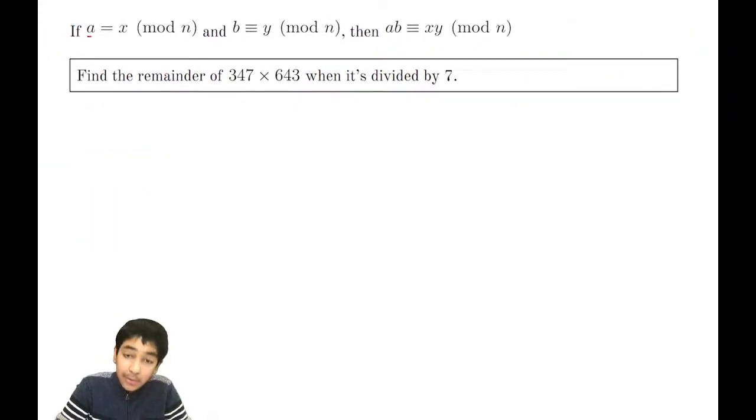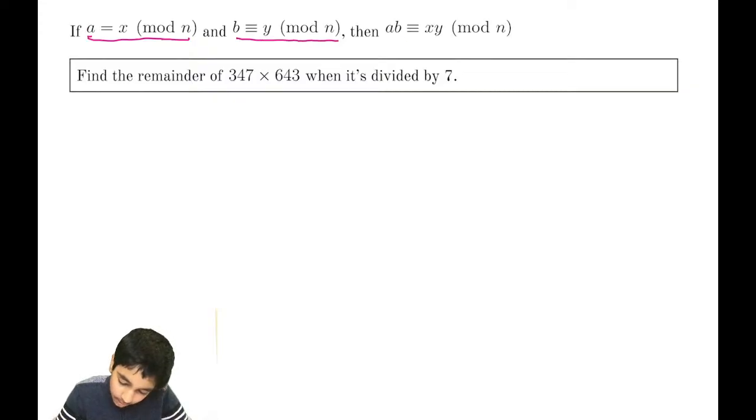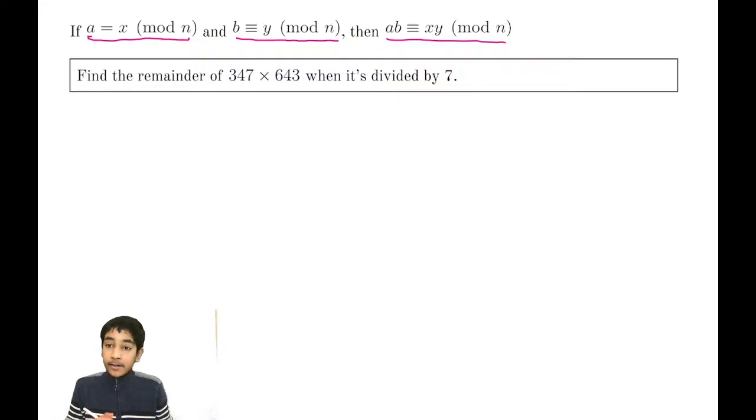Basically, if A, and this is where mods start to actually get powerful, it's not just the dummy notation. We're actually using it for problems that would be much harder to solve without mod. So if A is x mod n, and B is y mod n, then AB is equal to xy mod n. So basically, if you have two numbers that are certain mod n, they're going to be equivalent when you multiply them. Basically, we can do multiplication in mod n. That's what it says. So how can we apply it to our problem here?